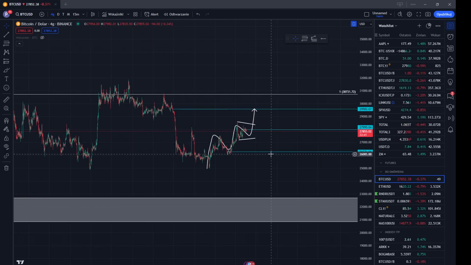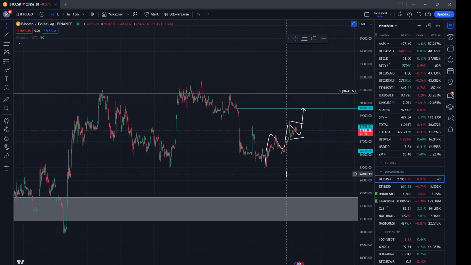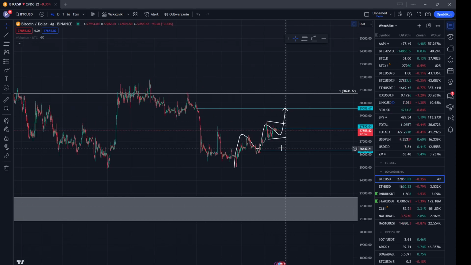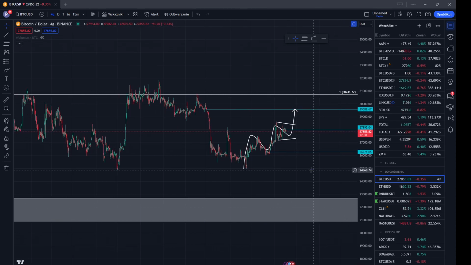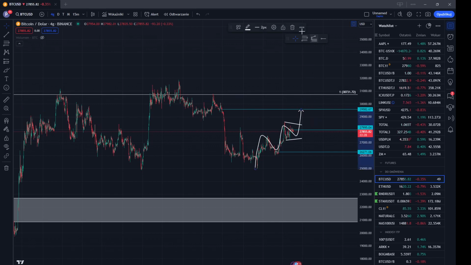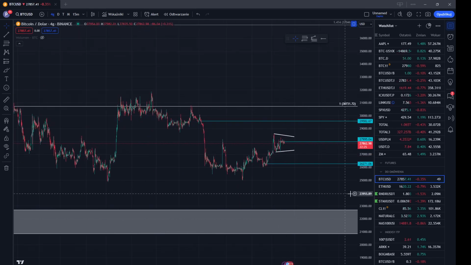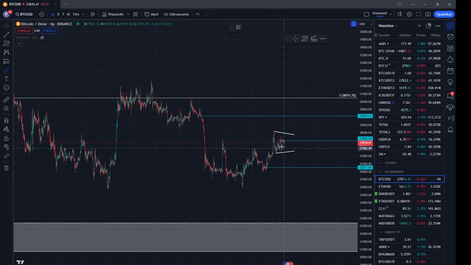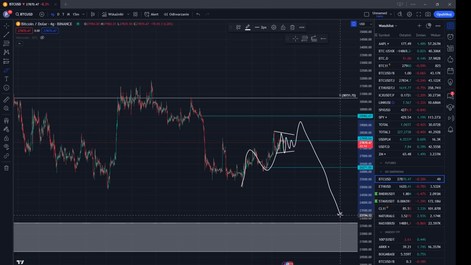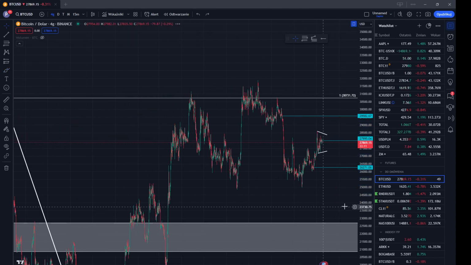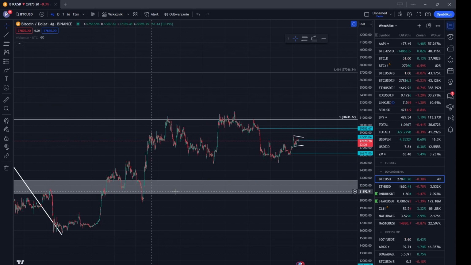I see divergence on some alts, but I'll show this later. So it could happen that BTC will be dropping while alts will be rising. That's also possible. But what seems to me a more probable scenario is that we will do 1, 2, 3, and then down. And the area I'll be watching for longs is this part here, which I highlighted in this whitish color.